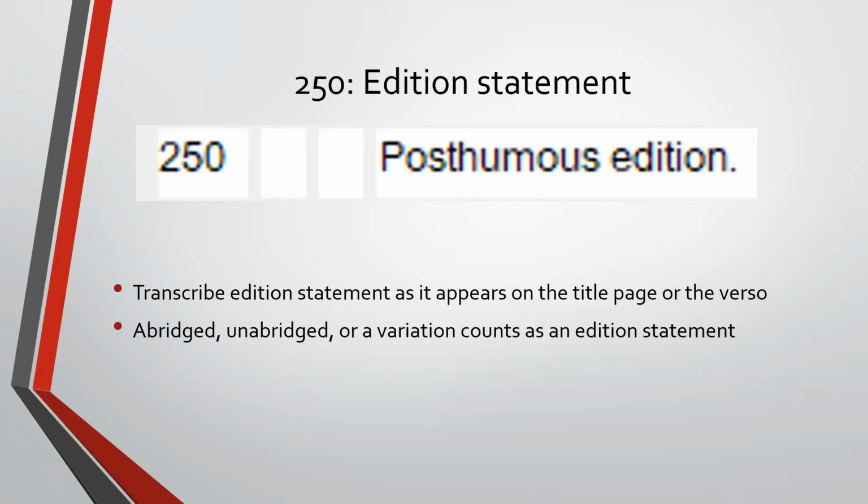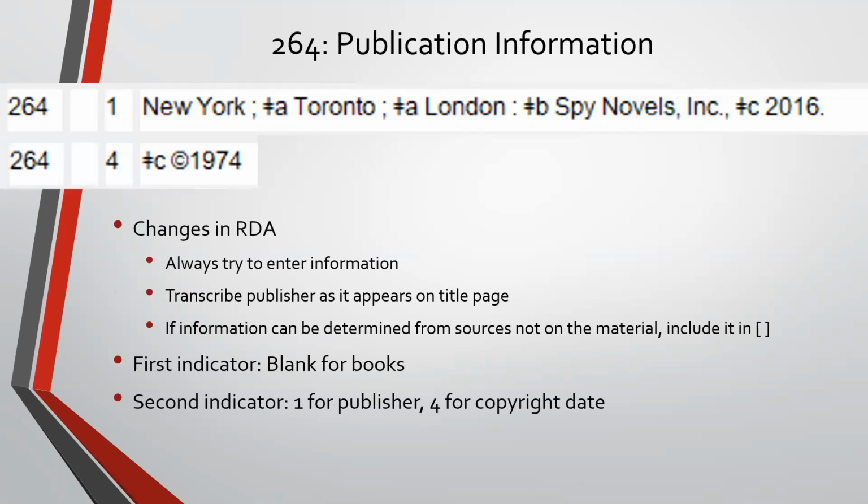RDA places a lot more emphasis on how things appear on materials, whereas in AACR2 you used to abbreviate things a lot more. It's also more inclusive in that RDA will want you to, on occasion, look outside of the text of the physical object to find what you're looking for, if you can find it. So if you can find a place of publication, say on the internet, you'll want to include that on here. And as we get into publication information, I'll talk about that.